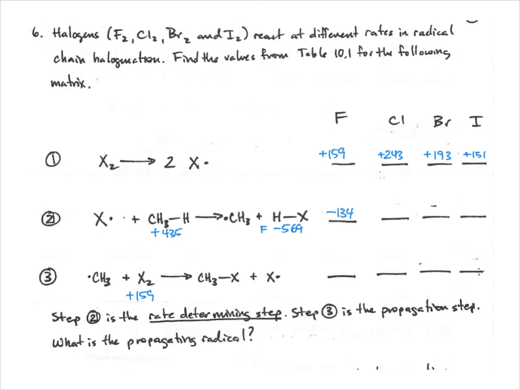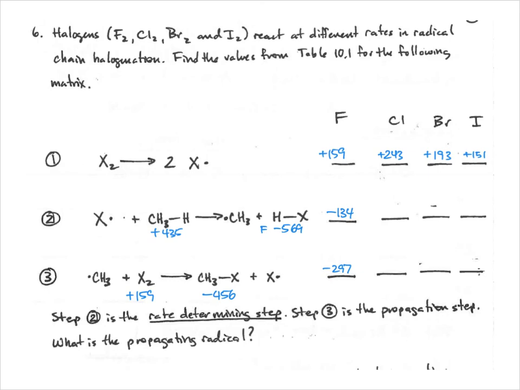Mia says 456. So I'm going to throw a negative in front of that, just because, again, it's on the product side, it's evolving heat. Now, when you add those two together, what number do you get? I'm going to add these two together. What number should I write there? So we get negative 297.